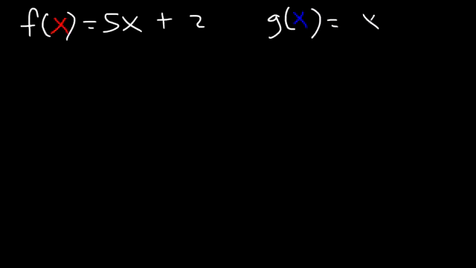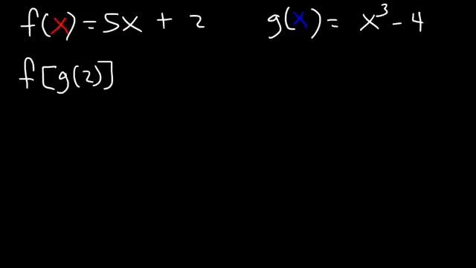Now let's say that f of x, let's say it's 5x plus 2. And now let's say that g of x is equal to x cubed minus 4. Evaluate this function, f of g of 2. How can we do so?